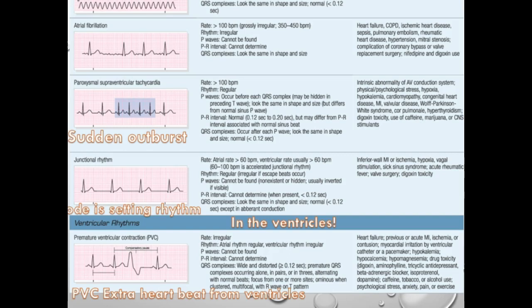Junctional rhythm. The AV node is setting the rhythm. So with this, the atrial rate is going to be less than 60 beats per minute because the SA node is going to set it 60 to 100 beats per minute. If the AV node is setting it, it's going to be less than 60, okay, 40 to 60. This could happen with some sort of damage to the wall itself of the myocardium.